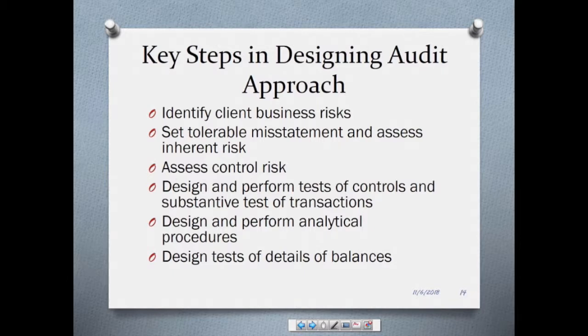So in the audit approach, remember the key steps is to identify the client's business risk, right? And that's going to help the auditor assess inherent risk, assess the tolerable misstatement, which deals with materiality, and assess the inherent risk, assess control risk, then design and perform your test of controls. And so remember, if you said that you can't rely on internal controls, there would be no point in testing them. Because what's the point of testing something you can't rely on?